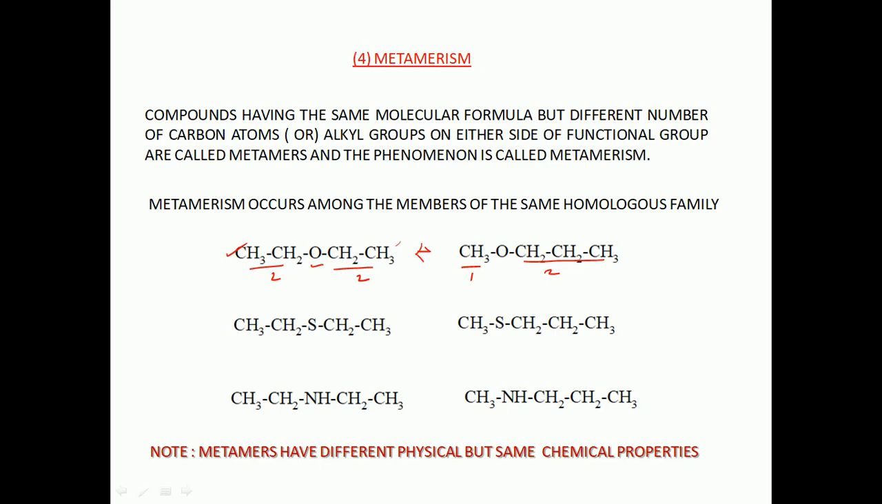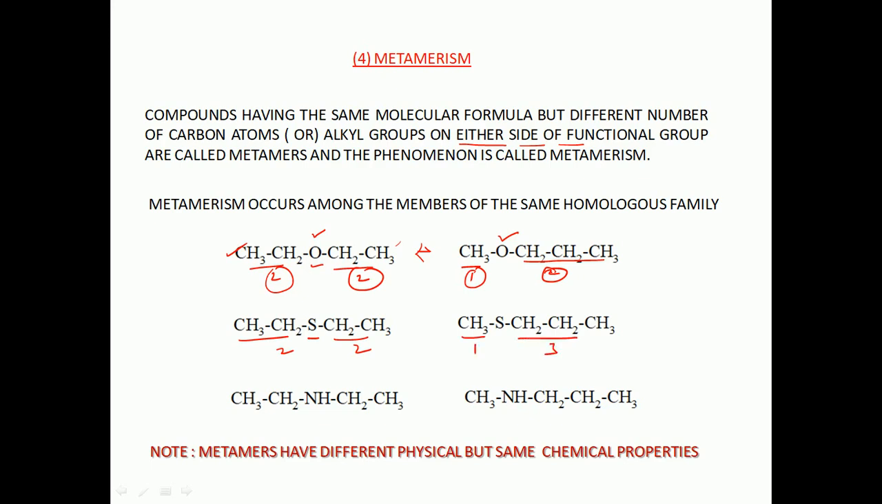So what are the metamers? Metamers have the same molecular formula, but where do they differ? They differ in the number of carbon atoms on either side of the functional group. Here on either side of the functional group you have two carbons and two, whereas here you have one and three carbon atoms. Clear? The same thing we can see with sulfur. Here two carbons, here two carbons, and in another isomer I can write 1 and 3.